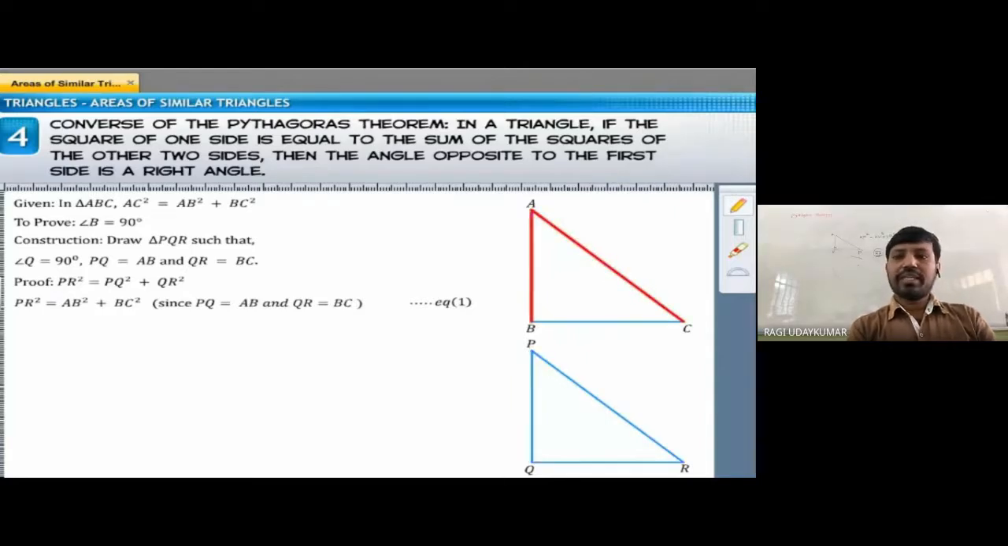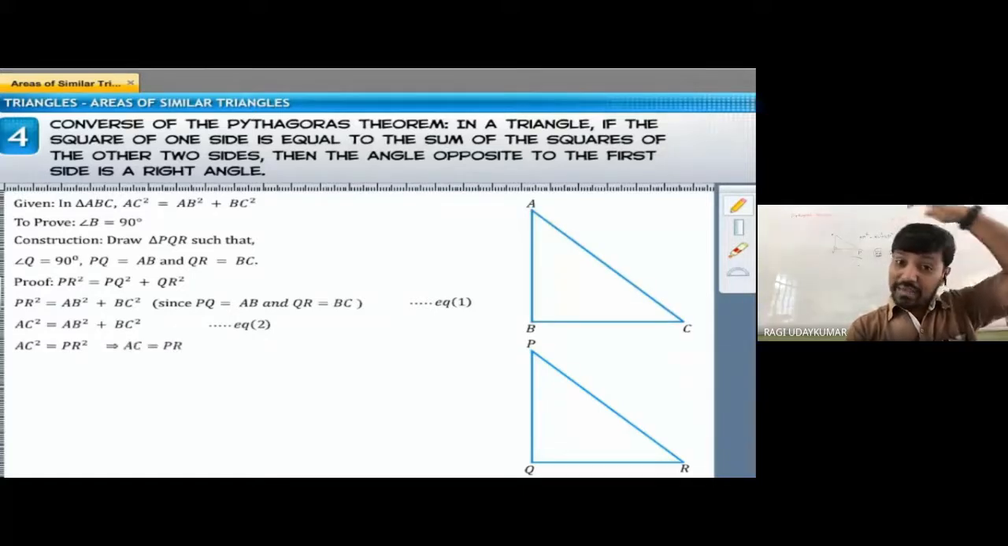So what do we get from this? It is given that AB square plus BC square is AC square. According to our construction, PR square equals AB square plus BC square. But given AC square equals AB square plus BC square, AC square and PR square are equal. From that, we get AC equal to PR.